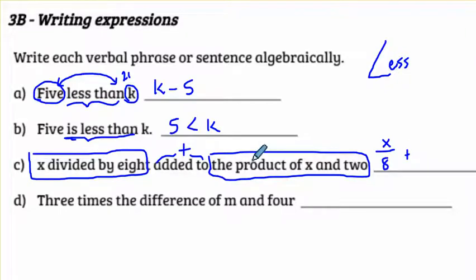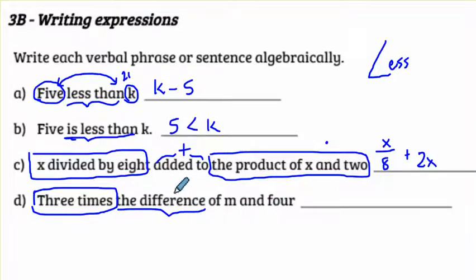And then the product. Well, product means multiplication. So we're going to multiply x and 2. The best way to write that is 2x. But if you wrote x and then a dot and then 2, that's fine as well. The last one says 3 times, so that's kind of like its own little phrase here. And then it has the difference of m and 4.